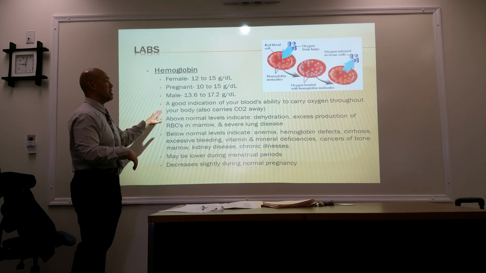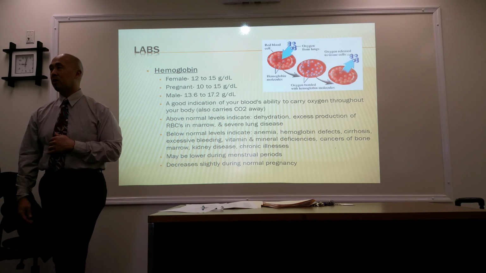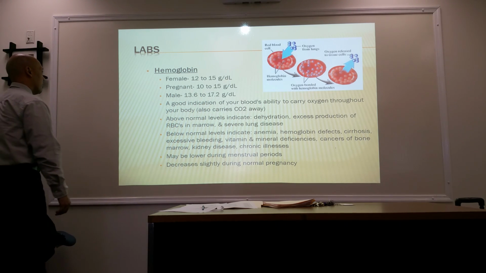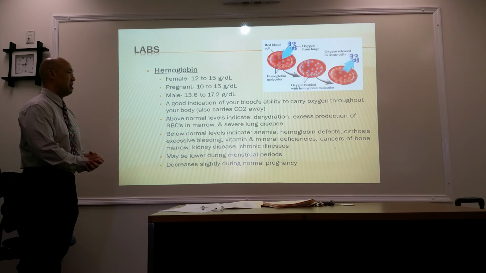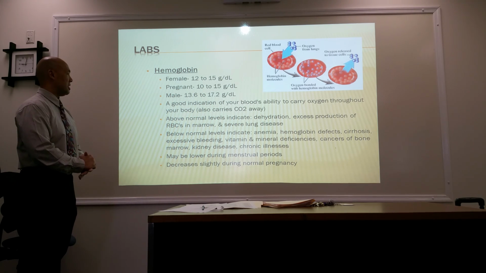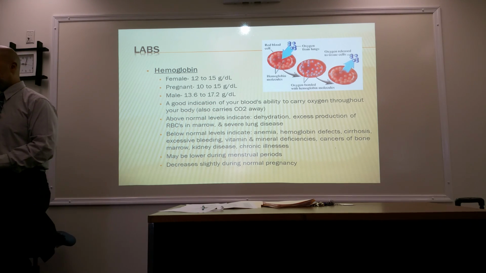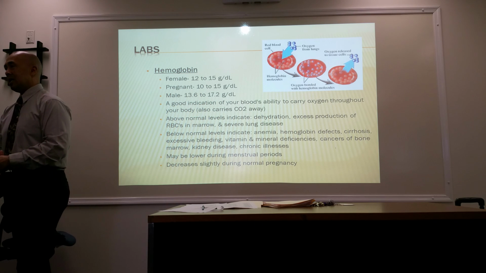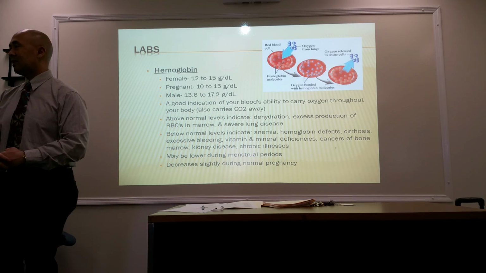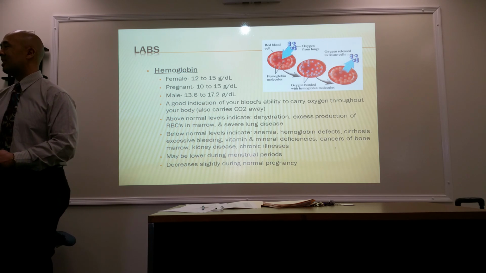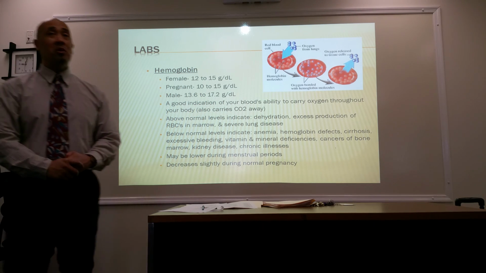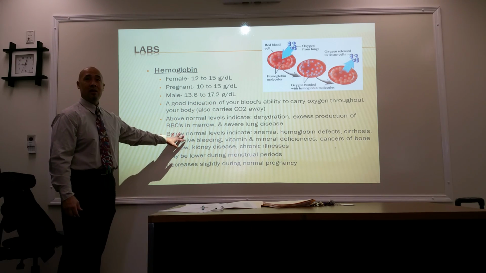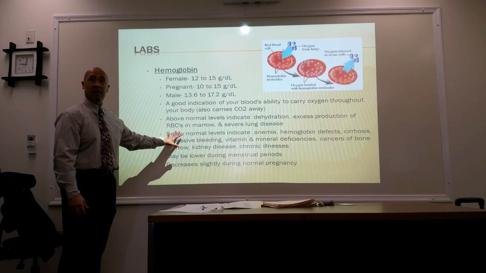A good indication of your blood's ability to carry oxygen is your hemoglobin count. If you're above normal levels, it indicates that you may be dehydrated. You may have an excess production of RBCs in the marrow and also severe lung disease. Below normal may indicate anemia, hemoglobin defects, cirrhosis, excessive bleeding, vitamin and mineral deficiencies, cancer of the bone marrow, and kidney disease and chronic illnesses. I don't have time to go over this. Okay? These are some causes of it.